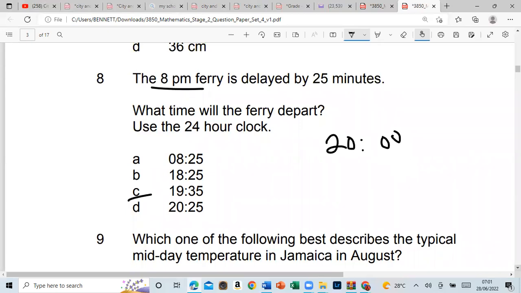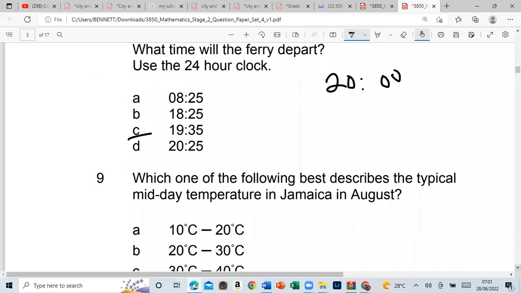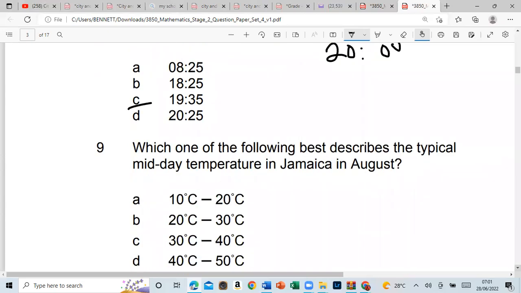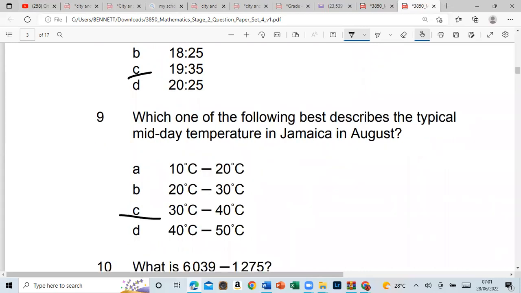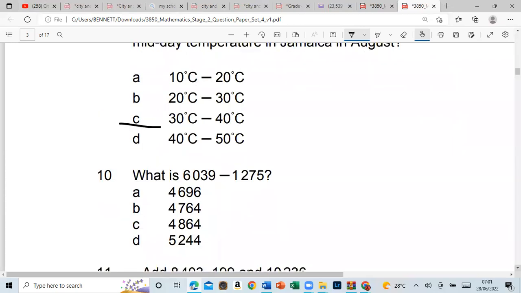All right. Which of the following best describes a typical midday in Jamaica in August? I have no idea. So hot.